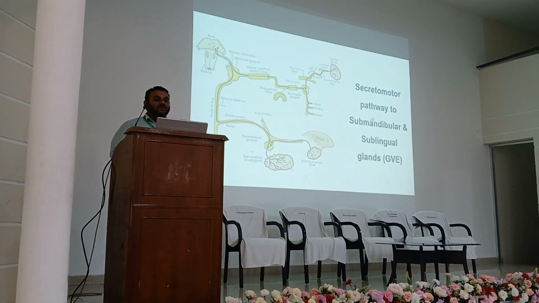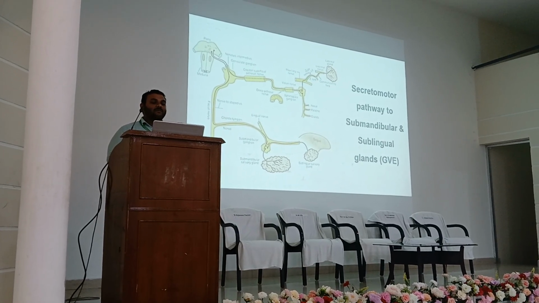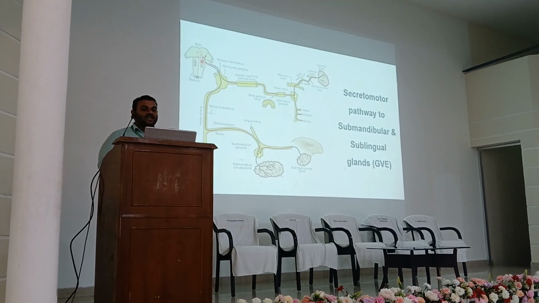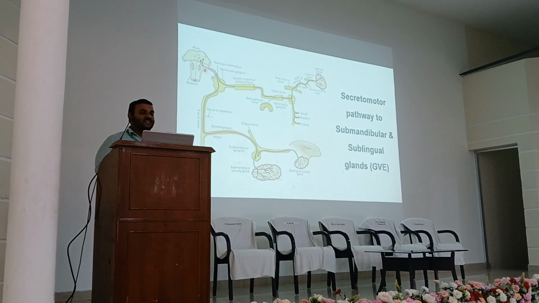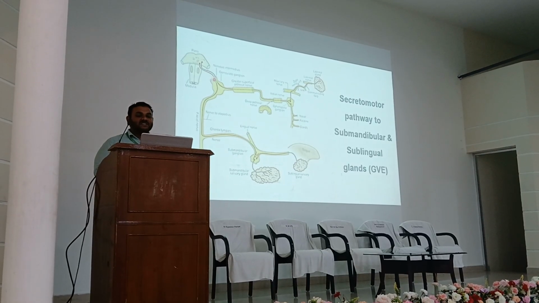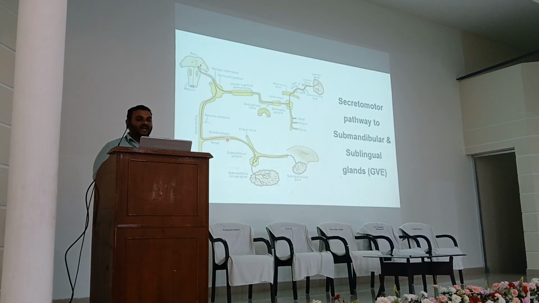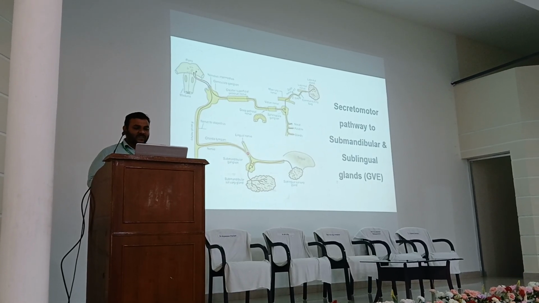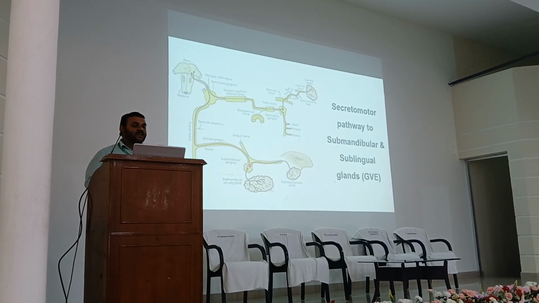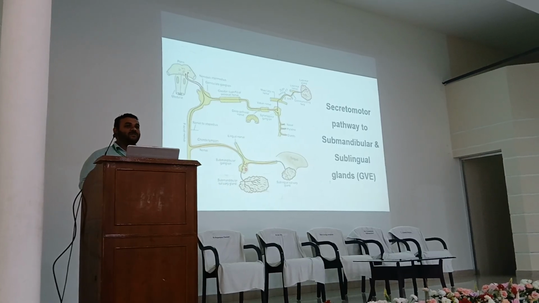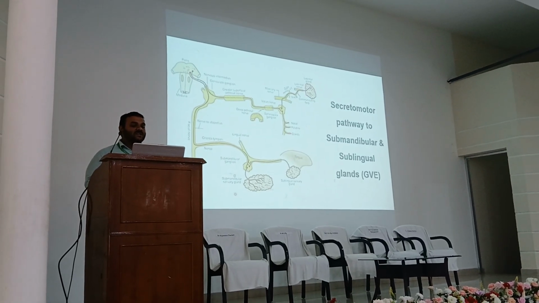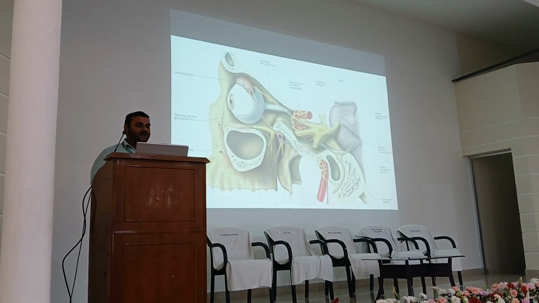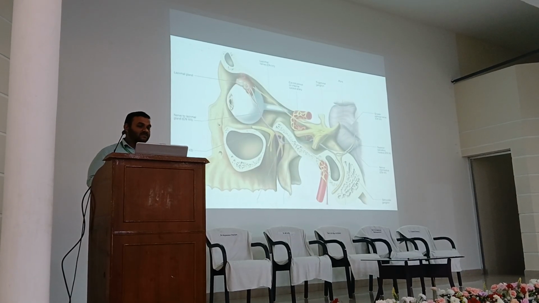Then the secretomotor pathway to the submandibular and sublingual salivary glands. It originates from the superior salivary nucleus, and the preganglionic fibers travel by the nervus intermedius. Then fibers leave as the chorda tympani nerve, and this chorda tympani nerve joins the lingual nerve. Then they reach the submandibular ganglion. The postganglionic fibers supply the submandibular salivary gland and the sublingual salivary gland. This is the diagram of the lacrimal pathway.